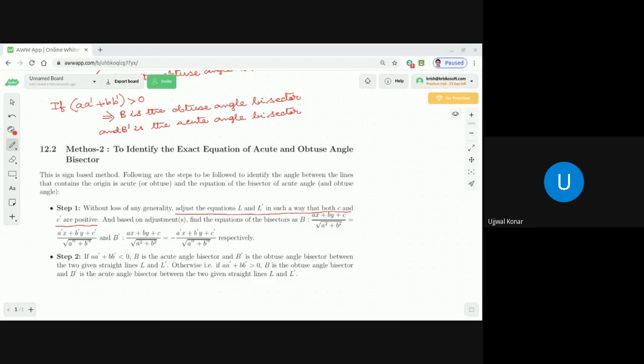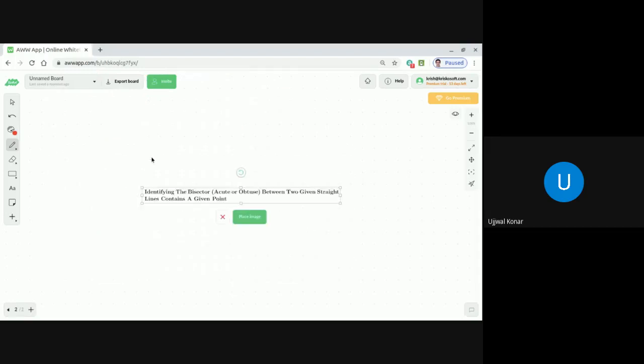The next topic what we are going to discuss, dear students, is how we can identify the bisector between two given straight lines that contains a given point. Let me explain you by means of a pictorial description and diagram, and then we are going to discuss this. So the topic what we are going to discuss is identifying the bisector between two given straight lines that contains a given point. And let me go to the next page and describe in detail.